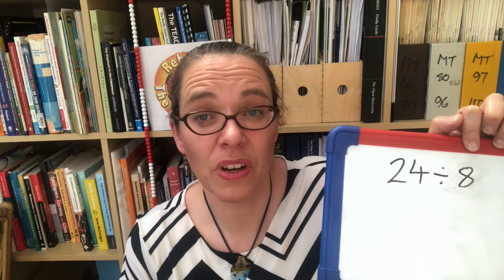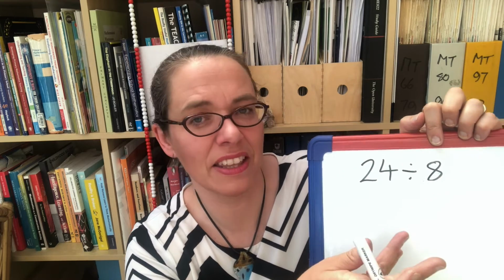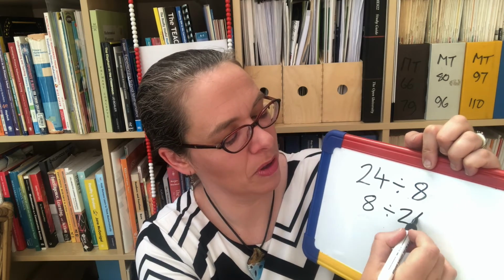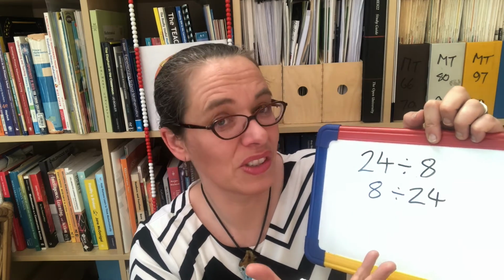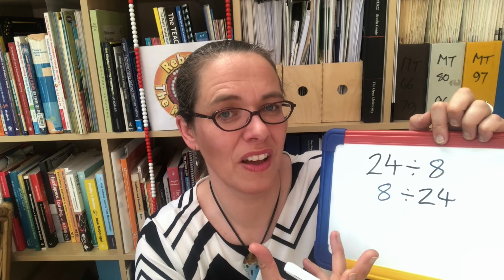Final quick point in this video. This is the calculation we just did, 24 divided by 8. It's worth asking the child you're working with, is it okay to swap the order? Will the answers stay the same? Well, of course it won't. 8 sweets divided by 24 people. Well, there's not even going to be 1 sweet each. The answer's going to be less than 1.